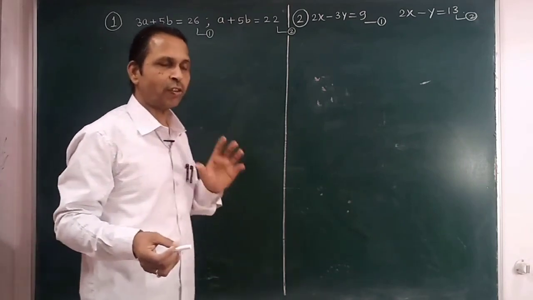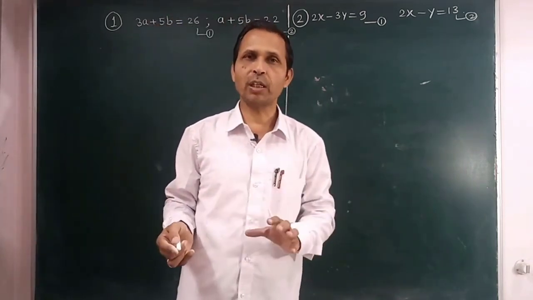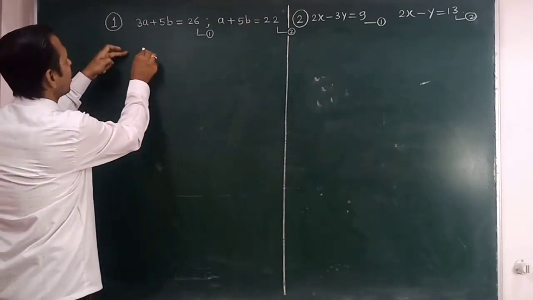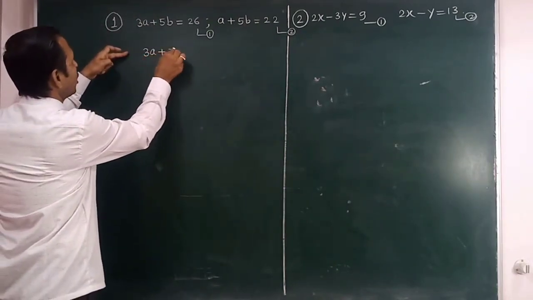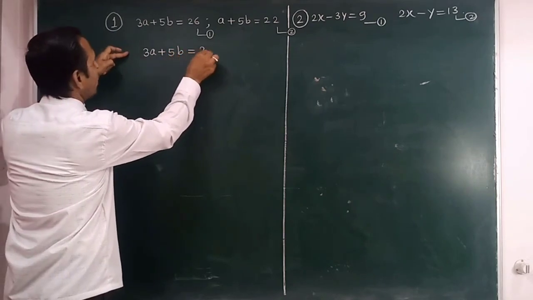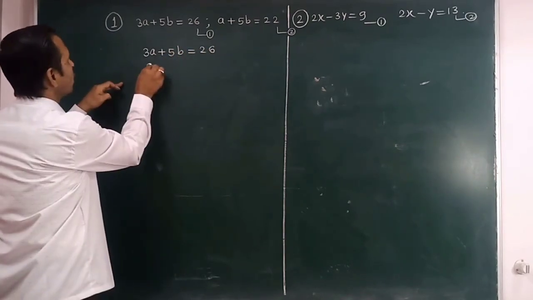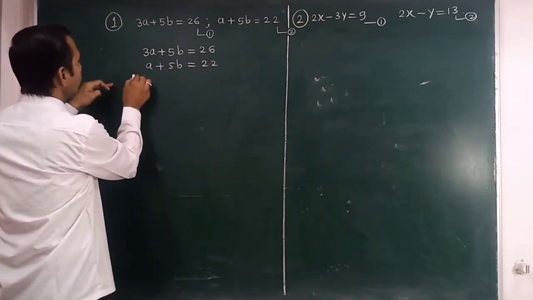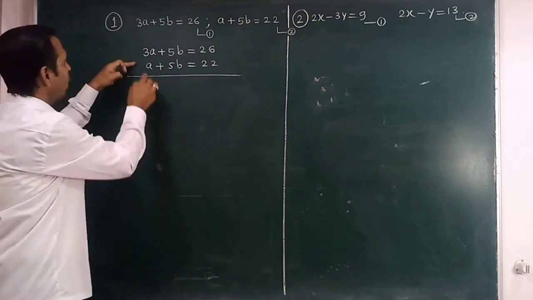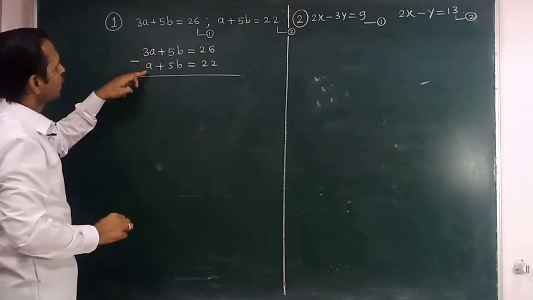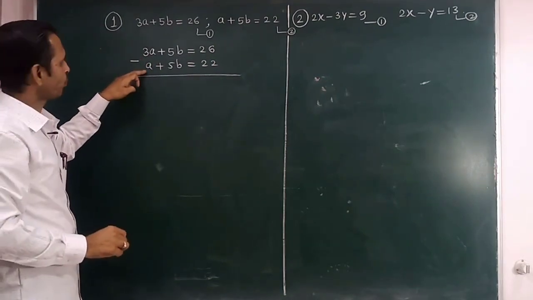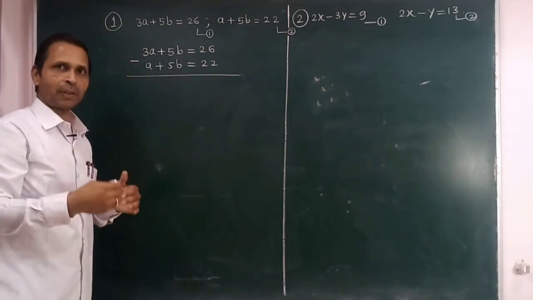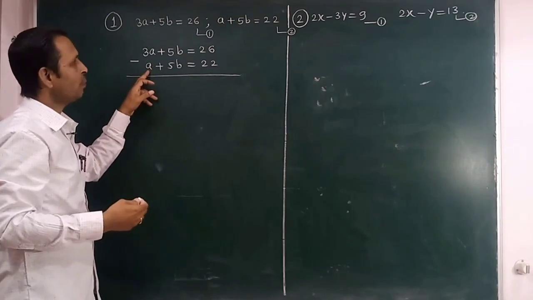Our process is that first we have to write these two equations one after another. 3a plus 5b is equal to 26. The second equation is a plus 5b is equal to 22. Now subtracting the second equation from the first, change the sign of the second equation. When we subtract the equation, the sign will be changed.